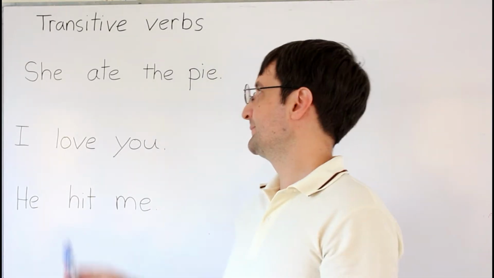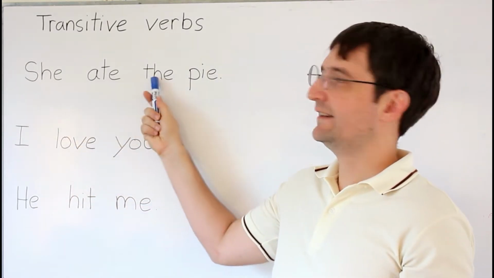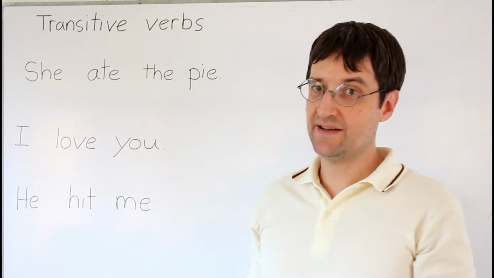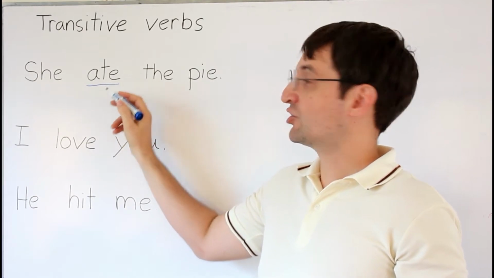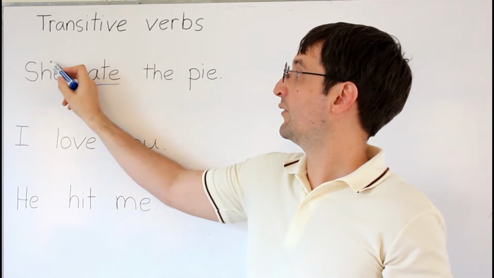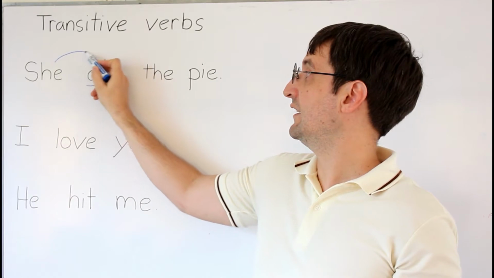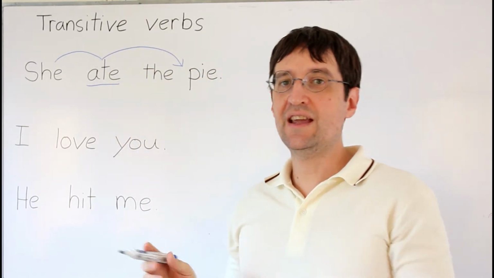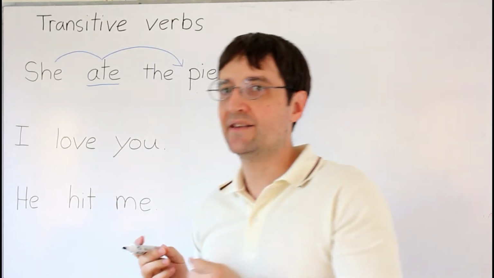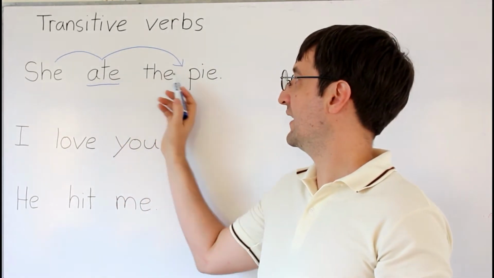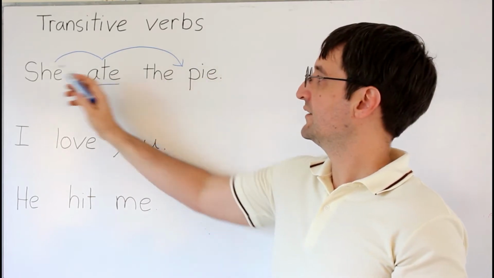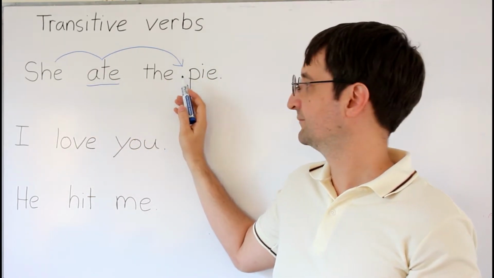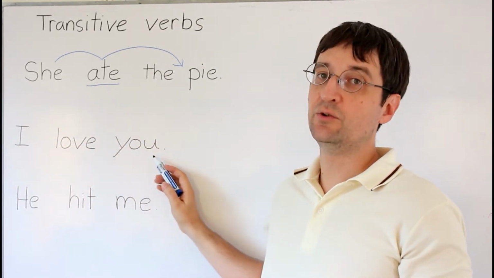Some examples. She ate the pie. So this verb, ate, is a transitive verb. And it transfers the action from the subject, she, to the pie. She ate the pie. So the action is transferred to an object. Subject, transitive verb, object.